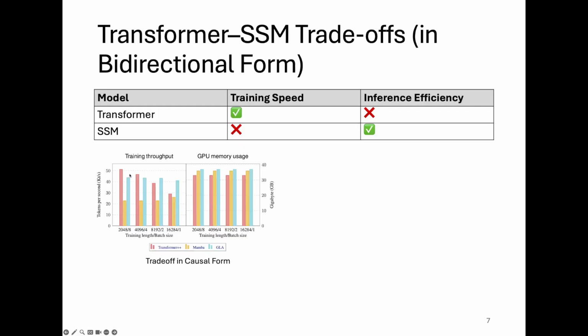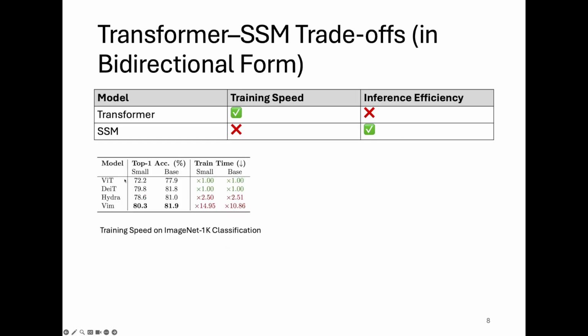Also compared to GLA, it's still higher, by a little bit of a margin. Another thing is, does the same apply to bidirectional tasks? And the answer is actually yes. If you train ViT, these are actually from our paper, you can see that the training time of ViT and DiT, which are vision transformers, is roughly twice less than SSM variants like Hydra and Vision Mamba.